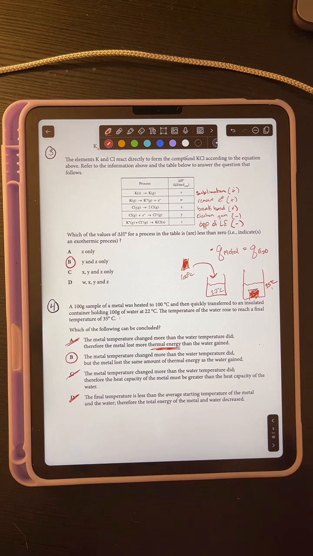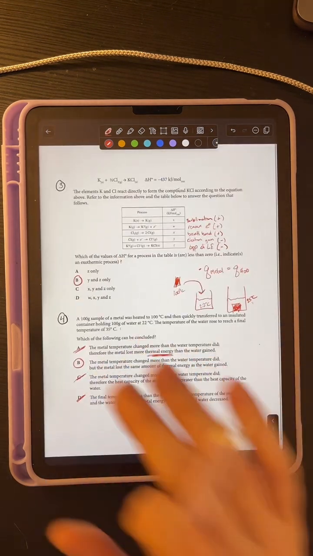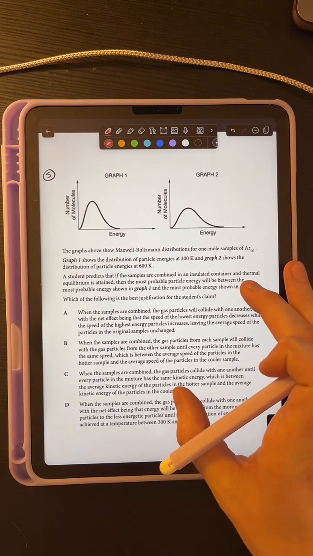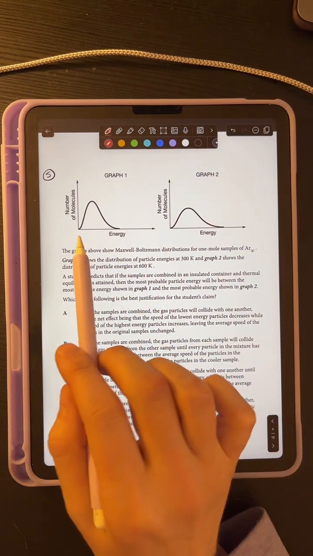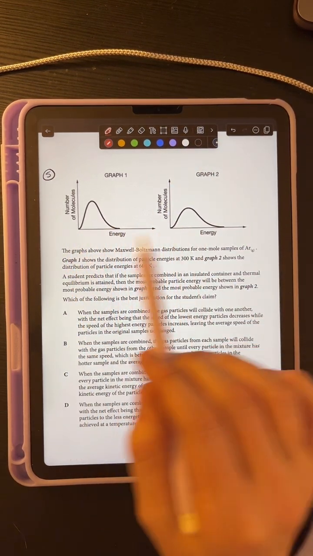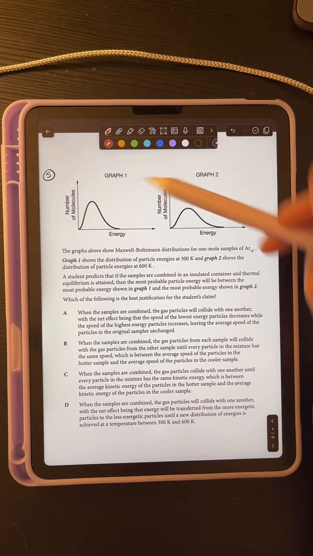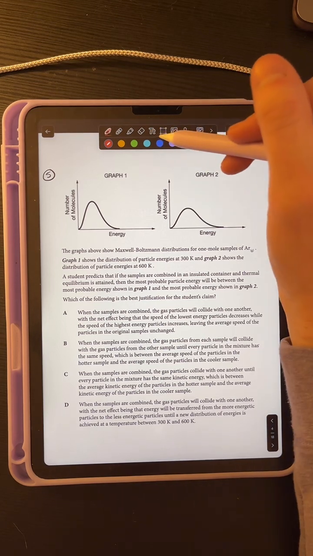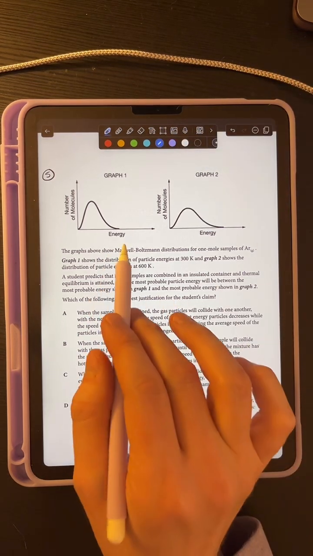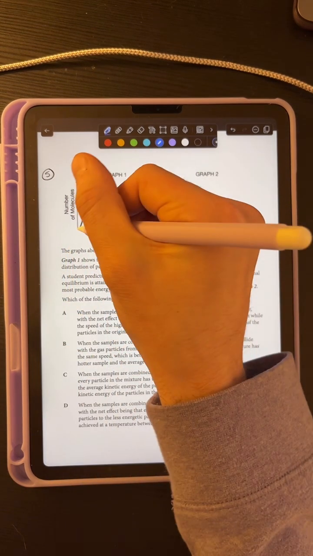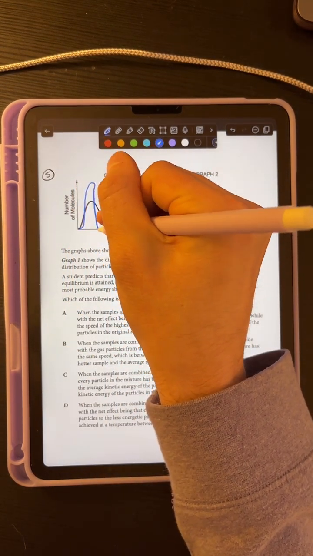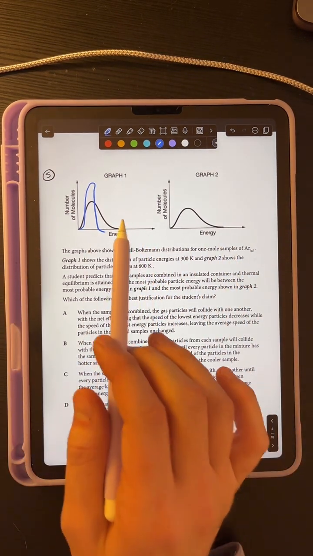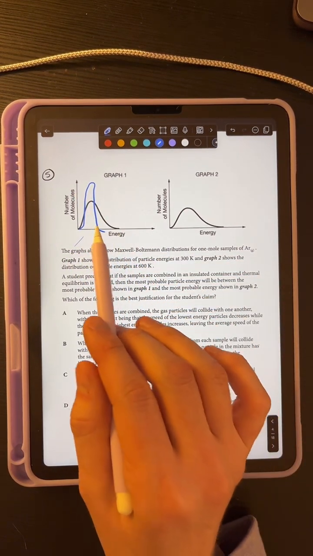All right, let's go on to a graph question. So we have here a couple graphs. Now, I know a lot of you get very scared when you see a graph of this nature, where we have number of molecules and energy. All this is saying is if we have a bunch of molecules, so let's say we had a big peak like that.